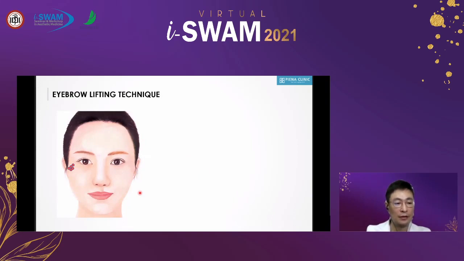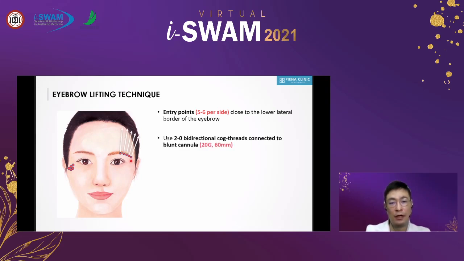So this is my technique. Entry points close to the lower lateral border of the eyebrow here, 6 to sometimes 8, but I mostly use 5 to 6 threads. I usually use the Croquis with a blunt cannula, 20 gauge with 60 millimeter length. And if I want more effective lifting results, I put an additional thread connected to a sharp needle, 21 gauge 60 millimeters.